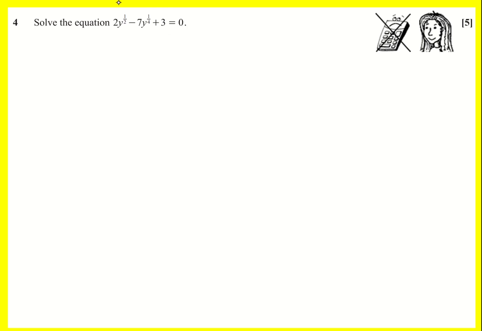This is a hidden quadratics question. We've got some horrendous sort of powers being added together and stuff. It's got to be a hidden quadratic. So let's do a substitution.